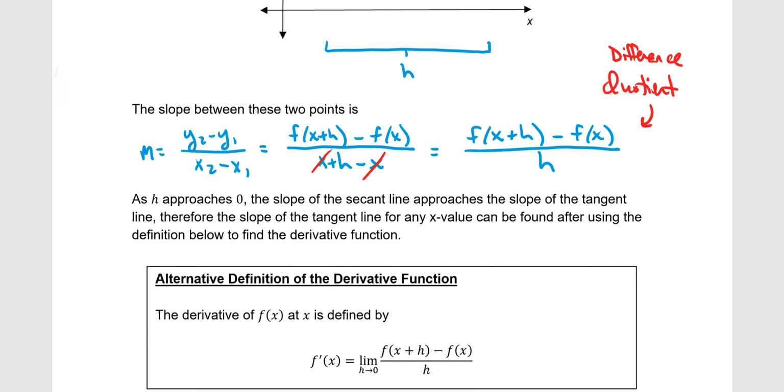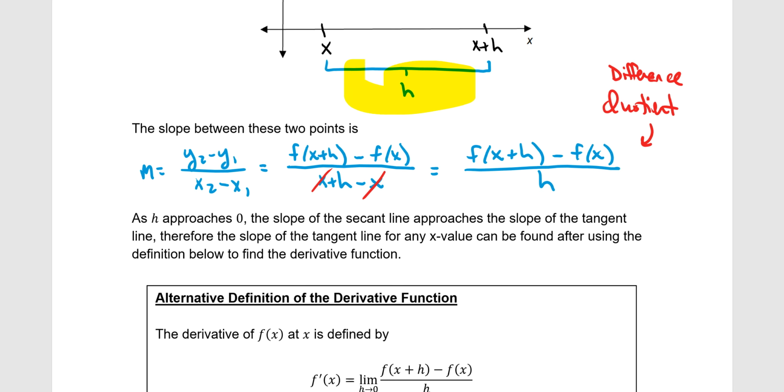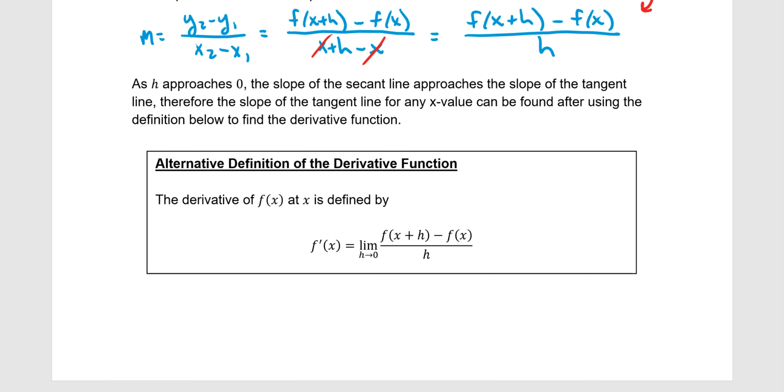But just like before, we want the distance between them to approach 0 because we're moving the point on the right to the point on the left. So since we want that to happen, we're going to do the limit as h approaches 0 of f of x plus h minus f of x all over h. And this time, this is going to give us the derivative function instead of the specific value of the derivative at a certain x value.